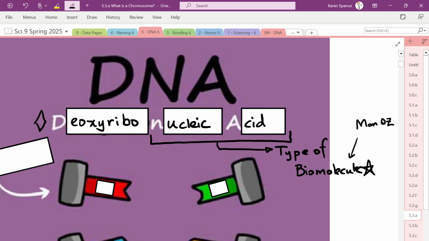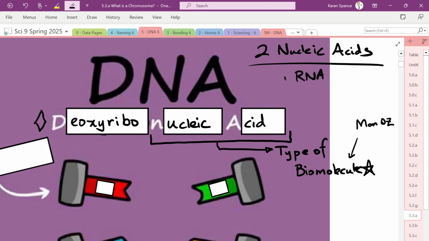What are the two things that are nucleic acids? RNA and DNA. Yeah, for sure. And again, that's going to be Monday's quiz.